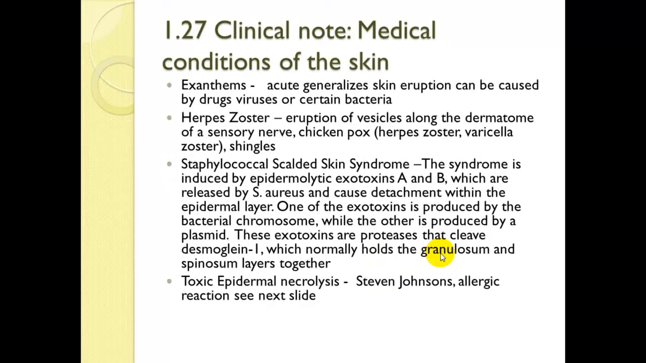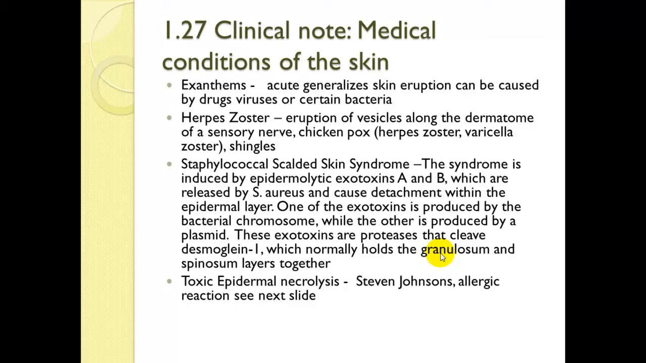Medical skin conditions. Exanthems, herpes zoster, staphylococcal scalded skin syndrome, and then toxic epidermal necrolysis. An example of this last one would be Stevens-Johnson. Take a look over these definitions and see what causes each one of them. Exanthems, acute generalized skin eruptions, can be caused by drugs, viruses, or certain bacteria. Herpes zoster, eruption of vesicles along a dermatome of a sensory nerve, and it's pretty much an adult form of chickenpox.